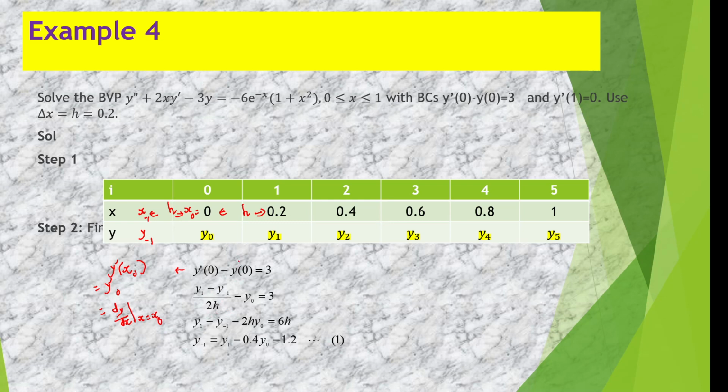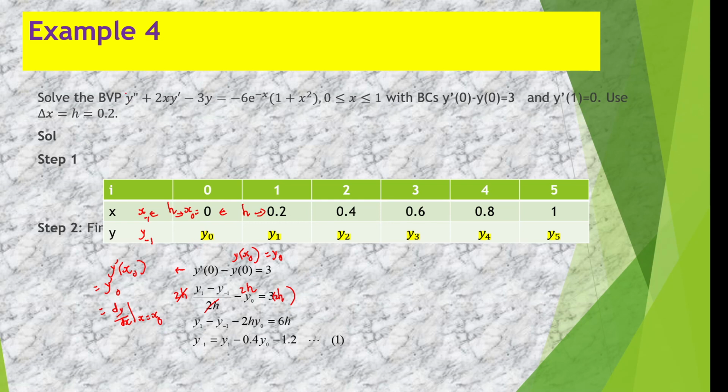So y of 0 is actually y at x node, which can be simplified as y node. That's why here y node equals 3. Then eliminate the 2h by multiplying each term by 2h. So the 2h cancels in the first term, the second term we have minus 2h y node, and the right-hand side you multiply by 2h, so the total is 6h.